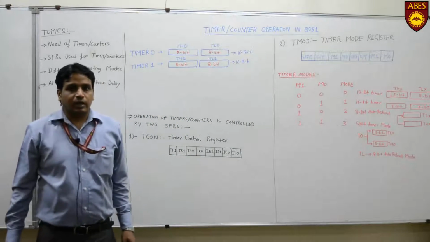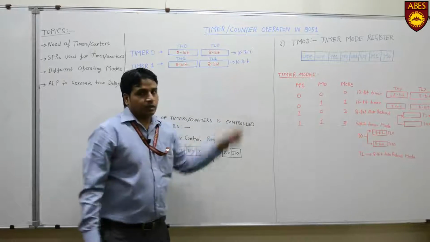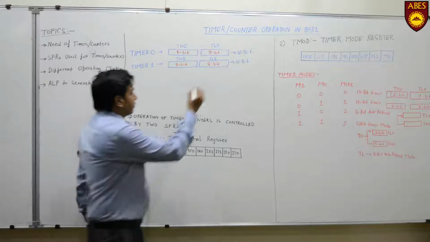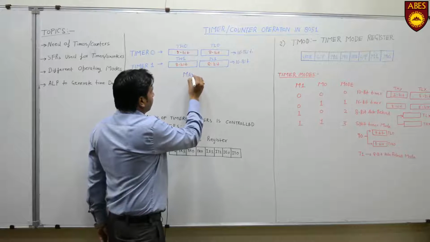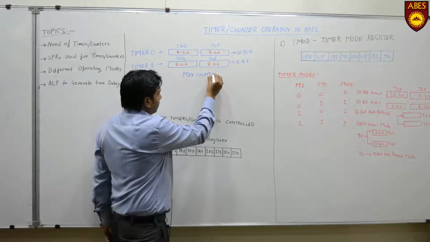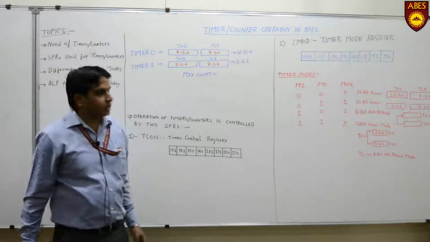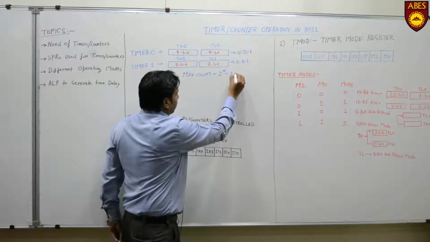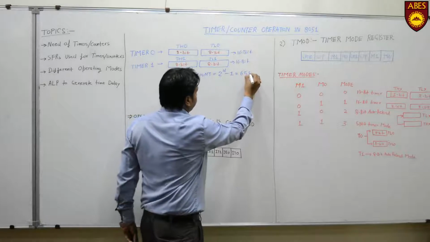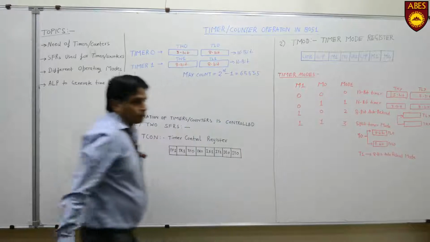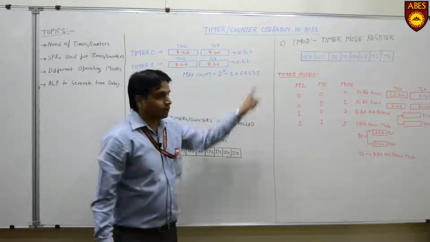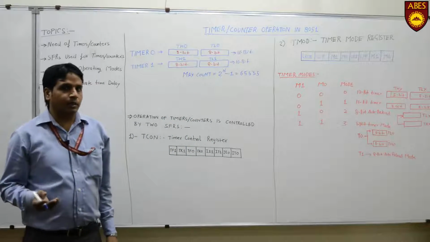Both these timers can be used as 16-bit timers. And what is the meaning of a 16-bit timer? It means that we can load a maximum count value that is equal to 2 to the power of the number of bits, that is 16, minus 1, and it comes as 65535. So with the help of the 16-bit timer, we can load a maximum count value of 65,535 to generate the time delays or to count the events.